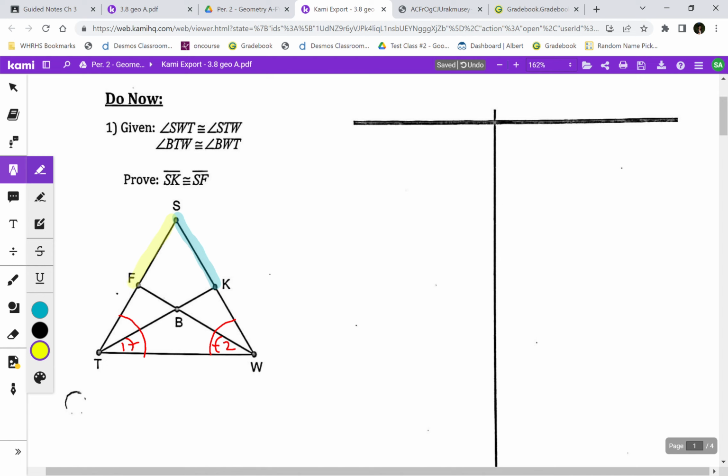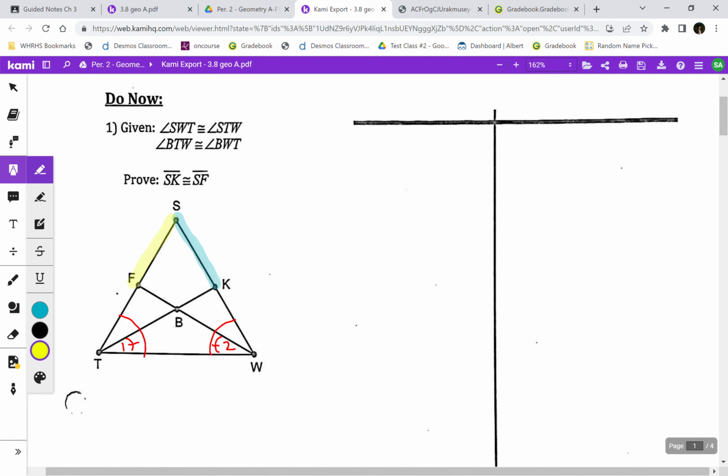This is not going to be a simple CPCTC. It's going to be beyond CPCTC. But regardless, the first starting point is going to be to find triangles to prove congruent. Does anybody see a pair of triangles we could potentially prove congruent? Oh, actually, I'm lying. This can be a straight CPCTC.